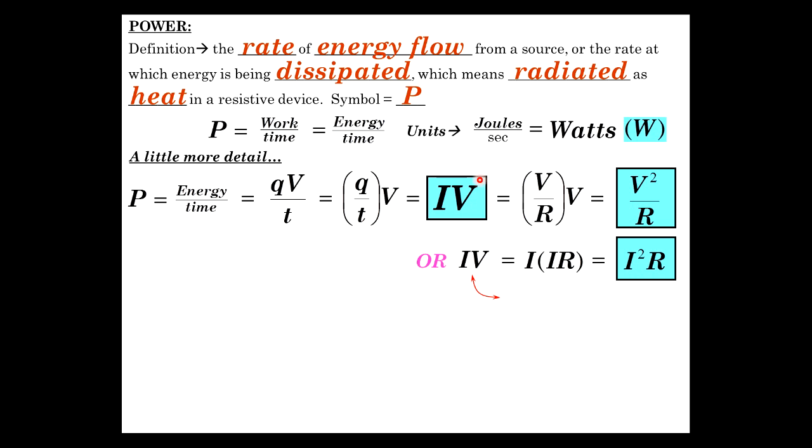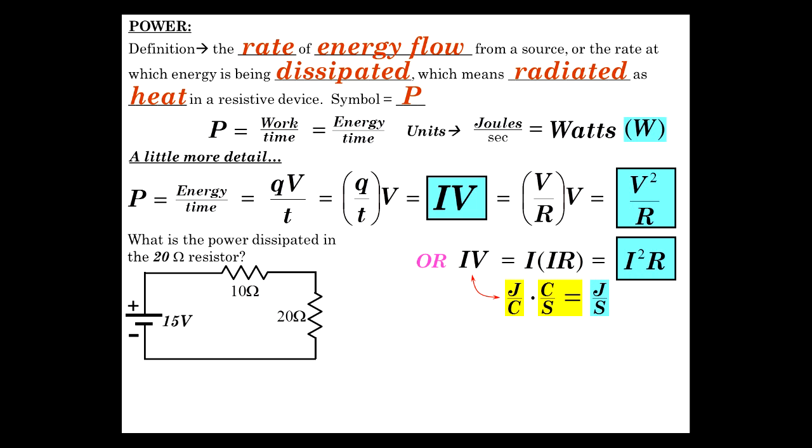Which one is going to be used in a given situation generally depends on the two physical quantities that we happen to have available to us. Pretty much as simple as that. All right. So IV is coulombs per second. I is coulombs per second. V is joules per coulomb. Notice coulombs goes away and we get joules per second. So that is power.